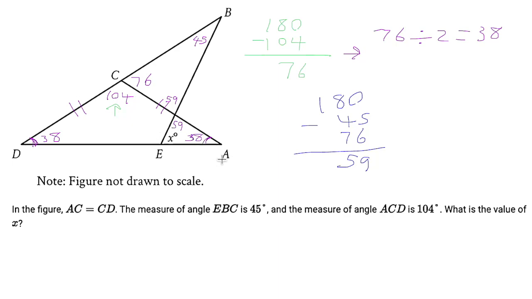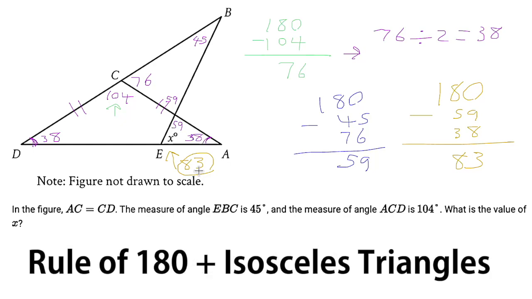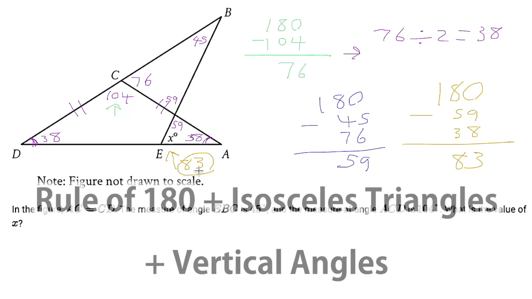And then, as you can see, we just have to do that rule of 180 one more time. Now we're subtracting the 59 and the 38. And we get 83, which is x. And that's our answer. So I said the rule of 180, the little bonus rule of isosceles triangles. We should probably add another bonus rule in there, which is vertical angles. So really, it's just common geometry rules that you ought to know. And these are rules that are not on the reference sheet. So you really do need to have these memorized, but I think they're pretty easy.